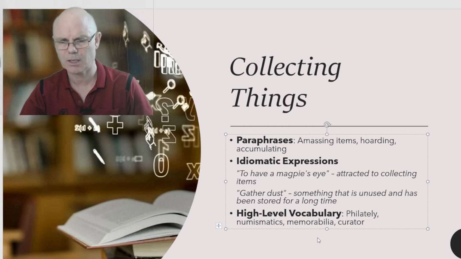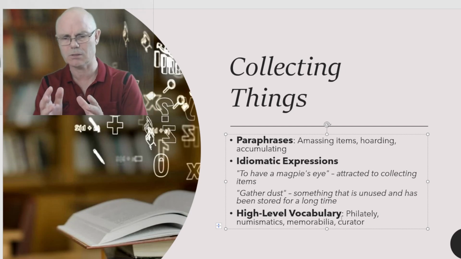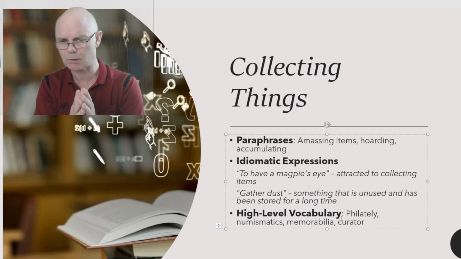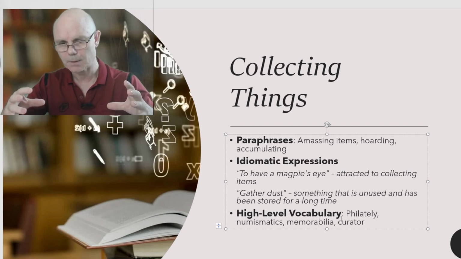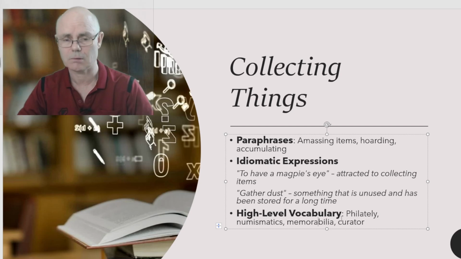And the last one, a curator. A curator is usually somebody in a museum who is responsible for all the exhibits or something like that.